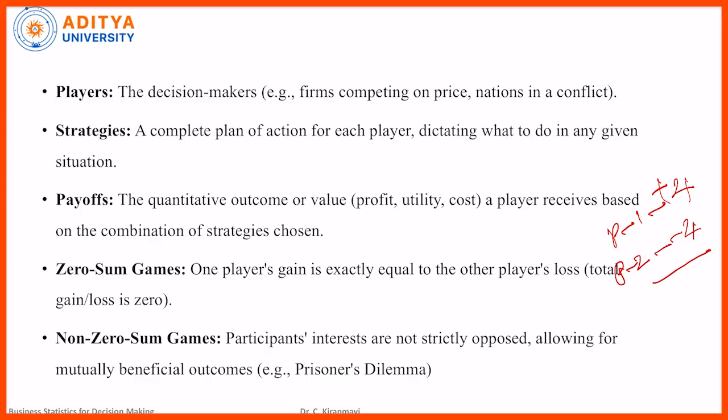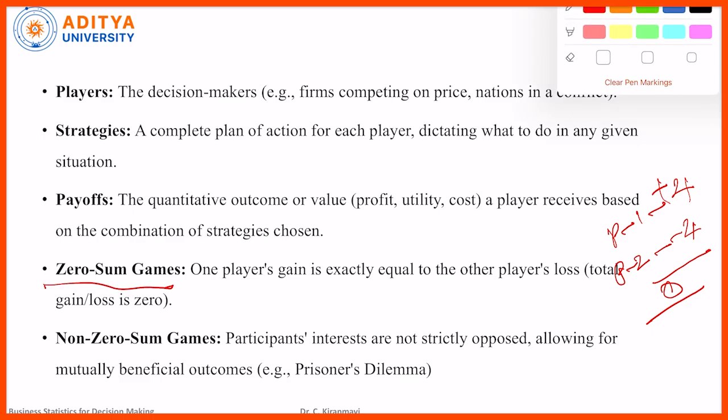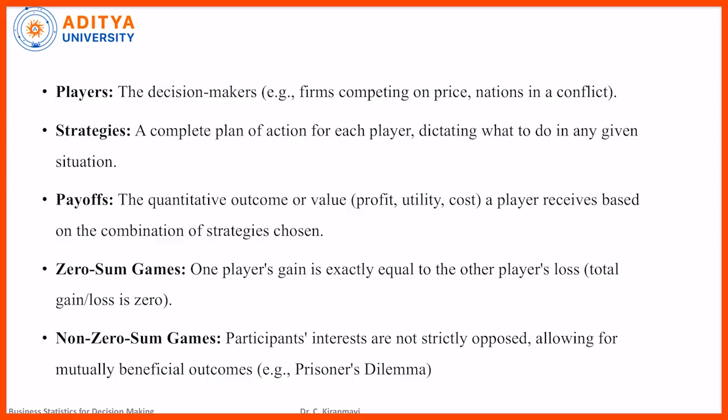That is, if we sum up the gain and loss of the 2 players, it is going to be 0. That is, if the gain of one player is equal to the loss of the other player, then such a game is called a zero-sum game. And if such a game involves 2 players, it is called a 2-person zero-sum game. Okay. And we have another type of game, which is called a non-zero-sum game.